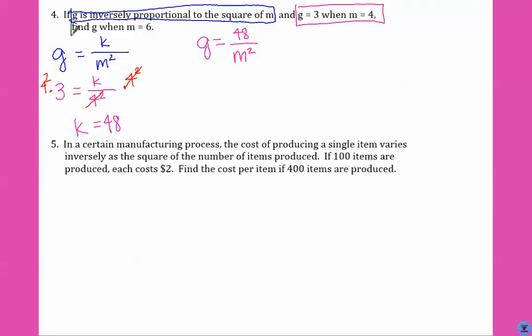And then answer the overall question. Find g when m is 6. Nice thing is, we don't have to solve anything, or we don't have to move anything around. You can just type that one in your calculator. We get that g equals 4/3.